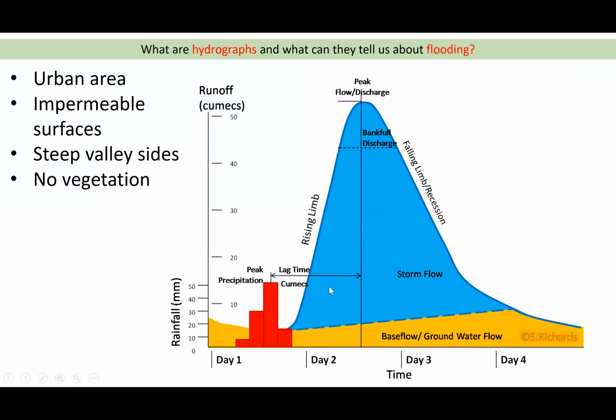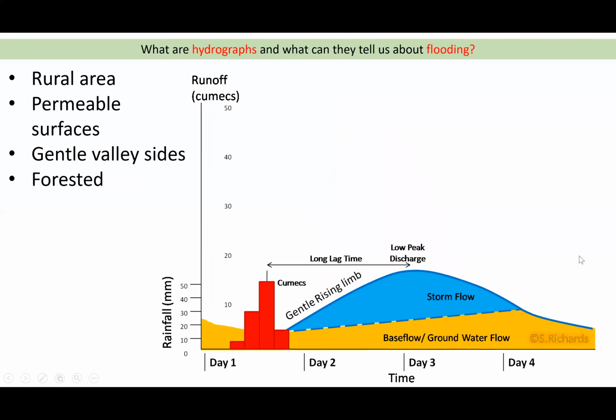But for this kind of hydrograph, you will see for urban areas with impermeable surfaces, or if there are really steep valley sides, or if there is no vegetation. No vegetation means that the water is not going to be intercepted by the leaves, so it will enter straight away into the river channel. Steep valley sides means that the water will rush down the valley sides much, much quicker to enter the river. And impermeable surfaces in an urban area means that the water cannot infiltrate, so will remain as surface runoff flowing into the river channel.